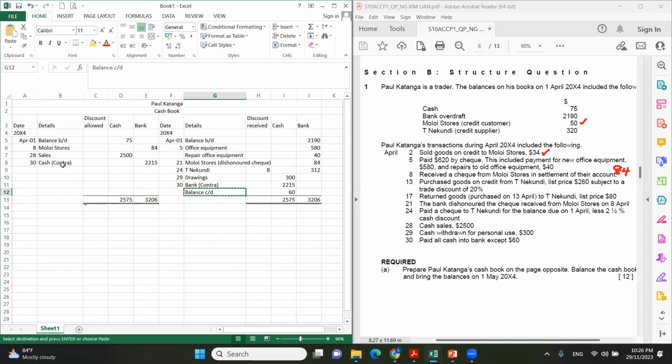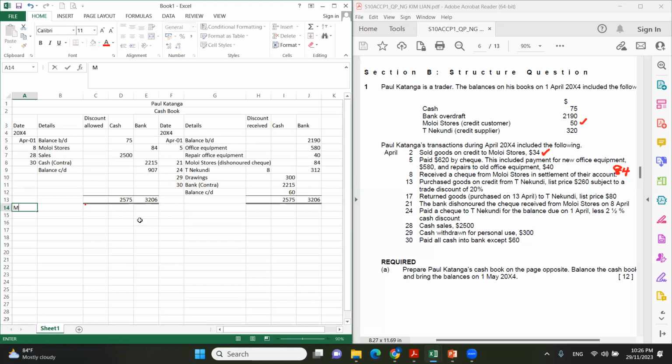End of the month, we always balance C/D. How do we calculate the balance C/D? We take the credit amount minus the debit amount, so we get the balance 907. So these two amounts will transfer to the following month.